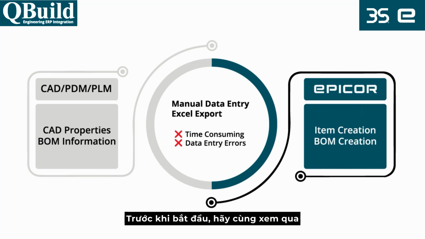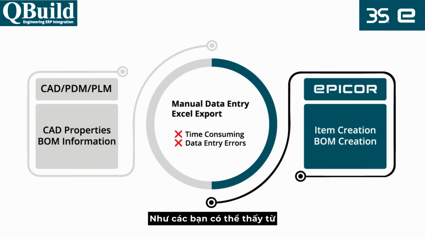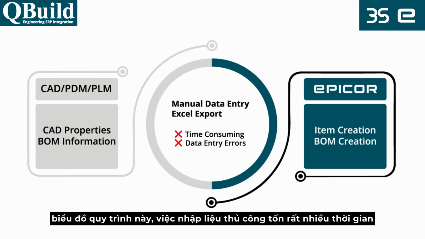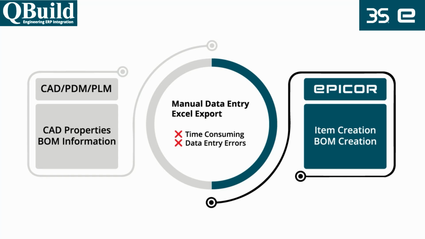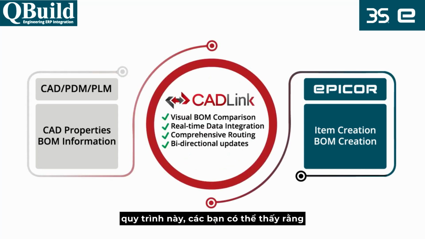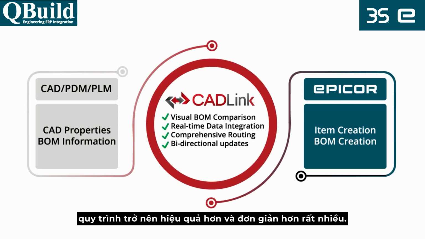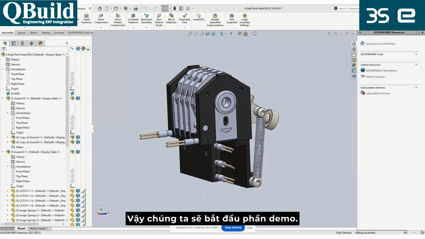Before we start, let's take a quick overview of what the process would look like without the use of CADLink. As you can see here from this process chart, manual data input is time consuming and it also causes a lot of errors. When we start to introduce CADLink into this process, you can see that the process is much more efficient and simpler. You can not only sync the items and bills of materials with just a click of a button, but you can also automate that previously manual process, ensuring that you have improved accuracy and also reducing the amount of time spent in this process as well. So let's start the demo.